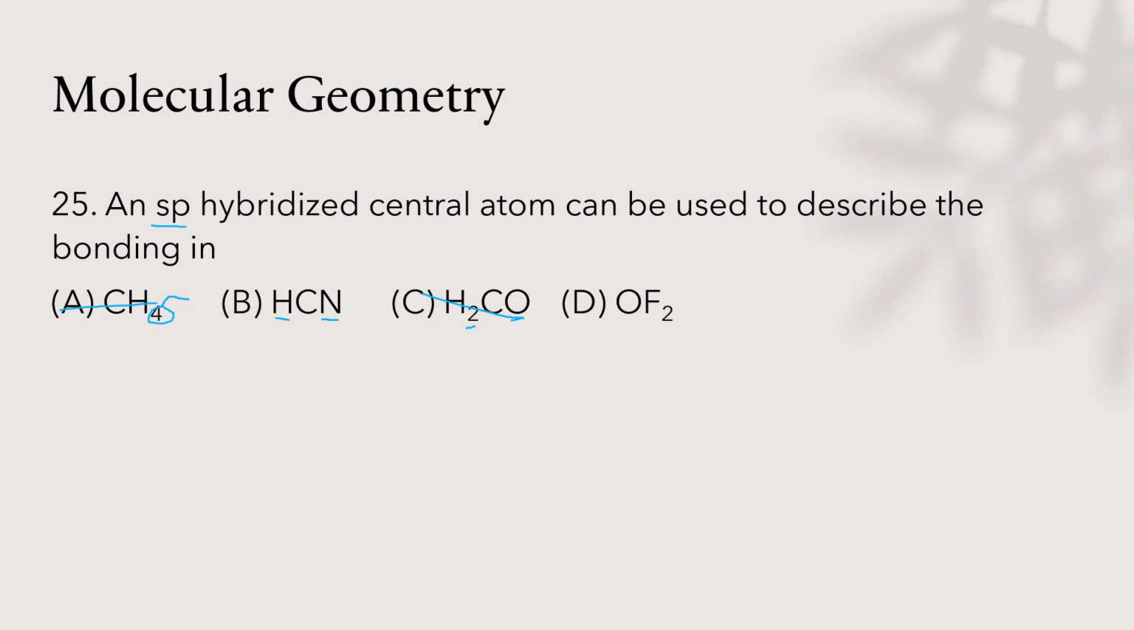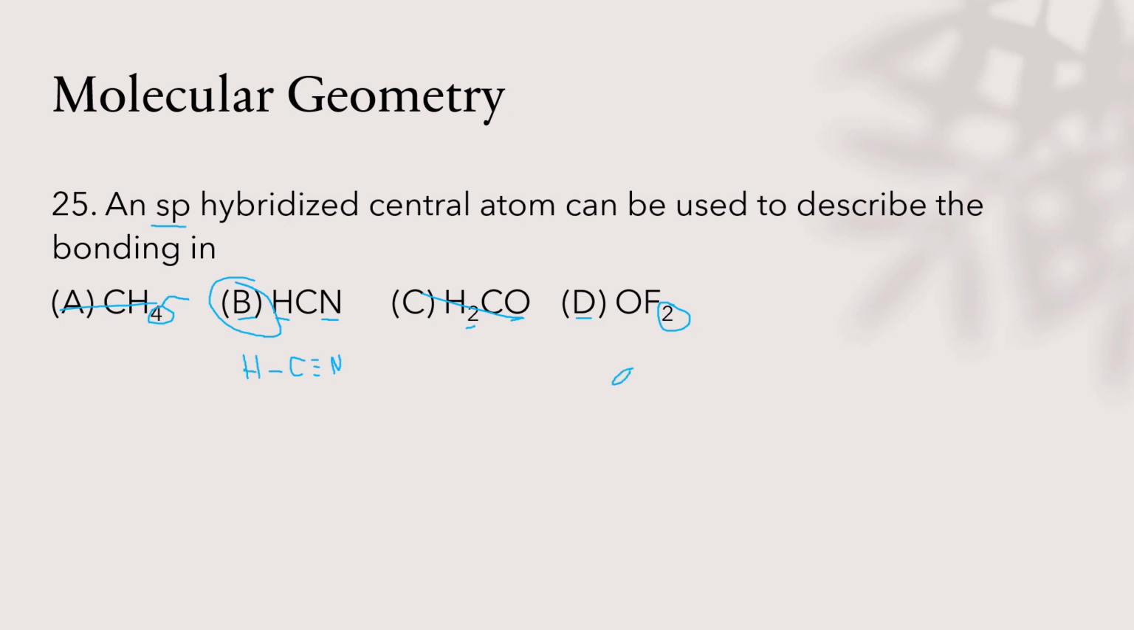Last but not least, we got D, OF2, so this is a possibility as well, right? We have oxygen with 2 atoms around it. But just because there's 2 atoms around it doesn't mean that there isn't lone pairs on the central atom. And in this case, once you draw out the structures of B and D, so you count the valence electrons, B is going to be the correct choice because carbon will have a triple bond to nitrogen and a single bond to hydrogen, causing it to have that sp hybridization because it only has 2 things around it and no lone pairs on the central atom.